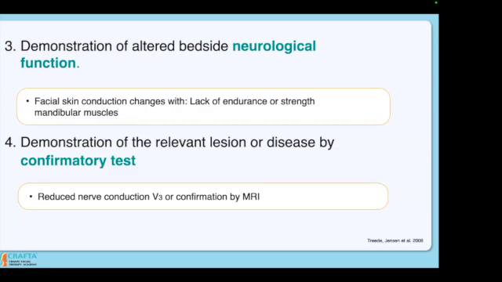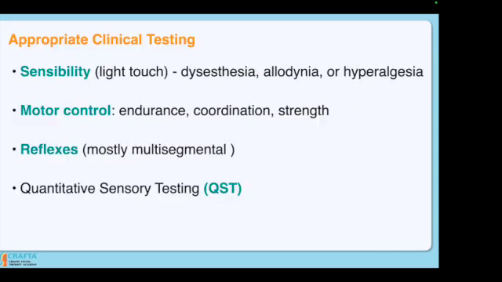So the fourth one is a demonstration of the relevant lesion or disease by a confirmatory test. That could be the conduction test, which I will talk about later. Strength, we can test. We can test the sensibility and our reflexes. And in some cases, there is a confirmation by an MRI. Mostly it's already done, or if it's not, there could also be an extra confirmation. So there are 4 interesting key features to think about for an MPSH.